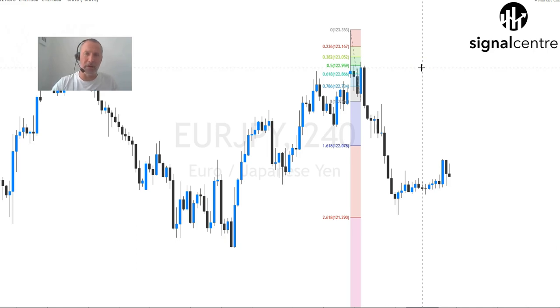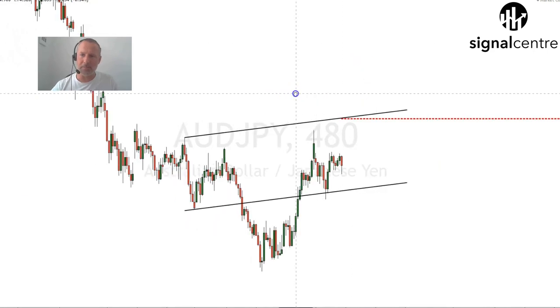Now, I did say at the start I'd like to look at two cross currencies. Only going to briefly highlight what I'm seeing here. Aussie yen. This is the 8-hour chart. We've seen quite a bullish move to the upside. Is this 5 waves completed already? So 1, 2, 3, 4, 5. Or is this 1, 2, and we're in 3, 4, and then going up in the 5th wave?